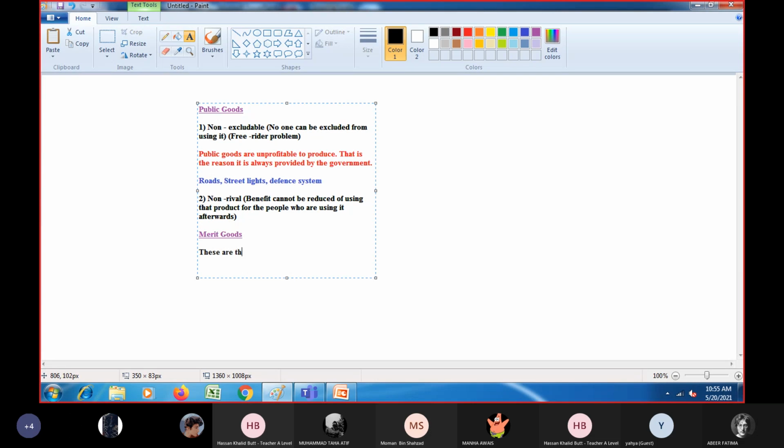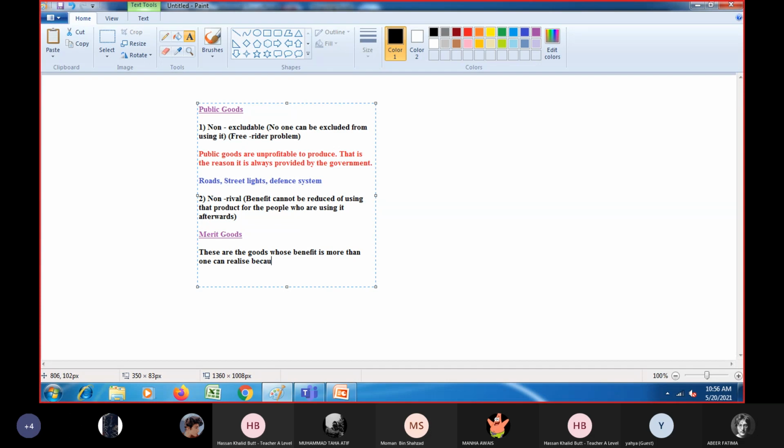These are the goods whose benefit is more than one can realize. Now, this is the definition. These are the goods whose benefit is more than one can realize. Why?